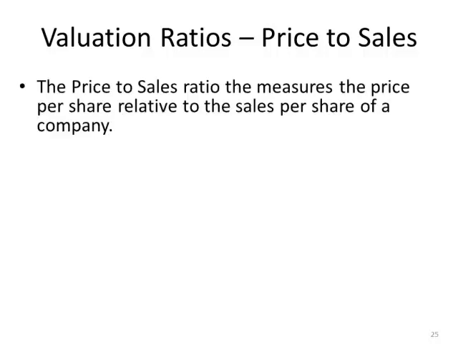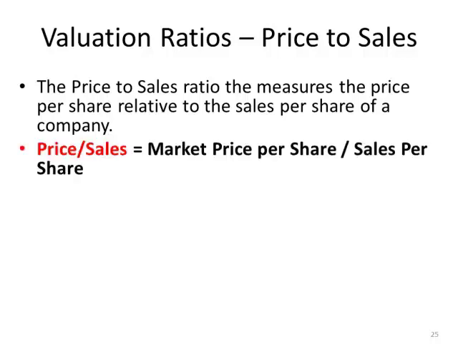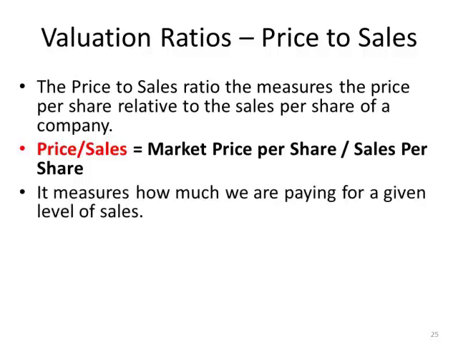The price to sales ratio measures the price per share relative to the sales per share of a company. So this is again quite similar to the price to earnings ratio, and instead of using earnings per share, we'll use sales per share. So we would calculate this as the market price per share divided by the sales per share. And the price to sales ratio will measure how much we are paying for a given level of sales.